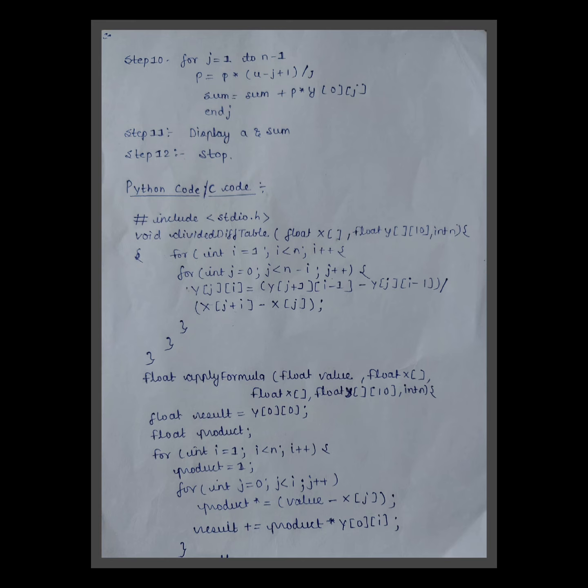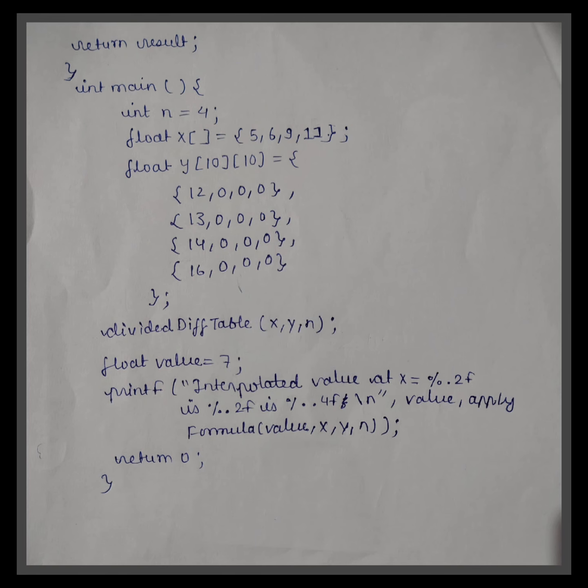Now this function calculates the interpolated value at a specific x equals value using the Newton polynomial. We start with the first y value. For each next term, we multiply (value minus xj) to get the product. Then we multiply it with the corresponding divided difference from the first row and add it to the result.